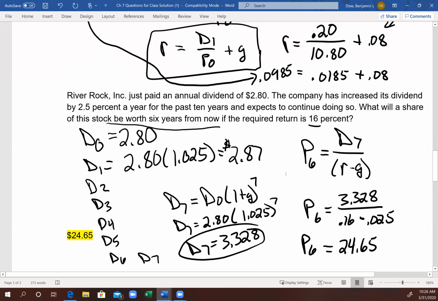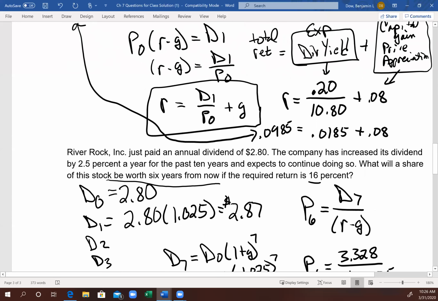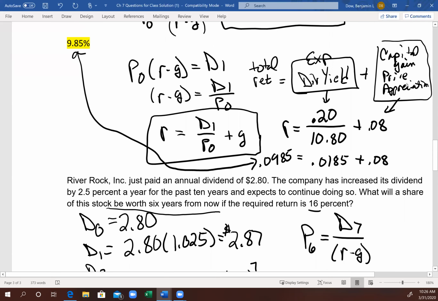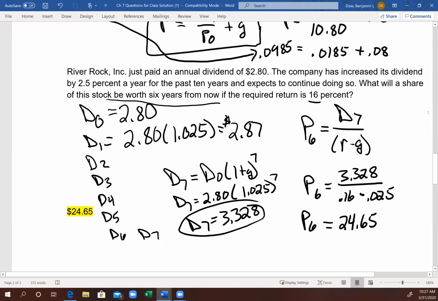But if you also recognize that the constant growth rate is 2.5%, and you realize that the constant growth rate is also the price appreciation of the stock, you could have found P1 or P0 and then just increased it by 2.5%. But anyway, that's just sort of a fun little fact, I guess.